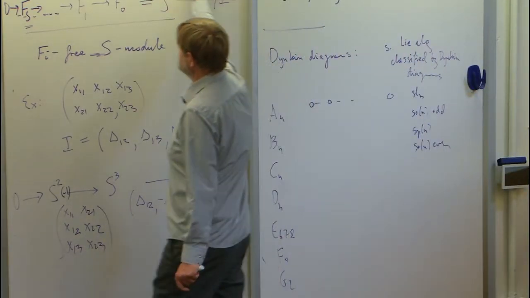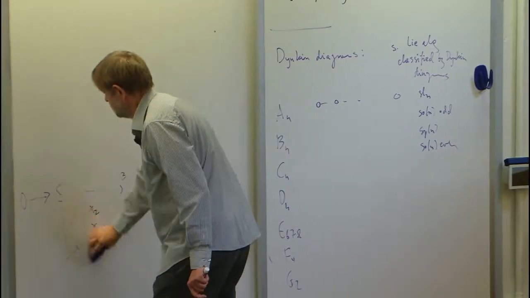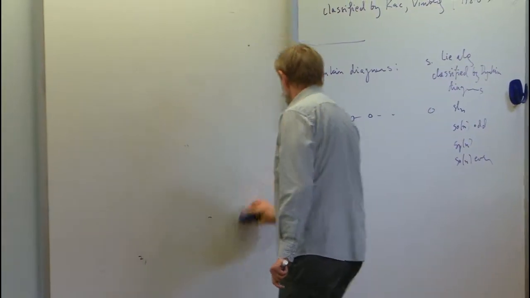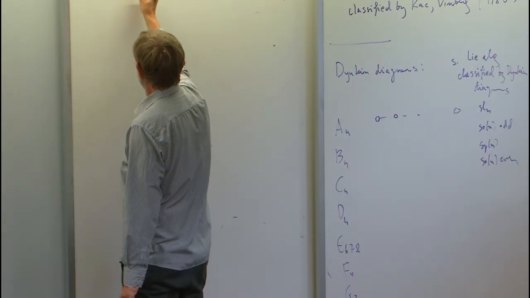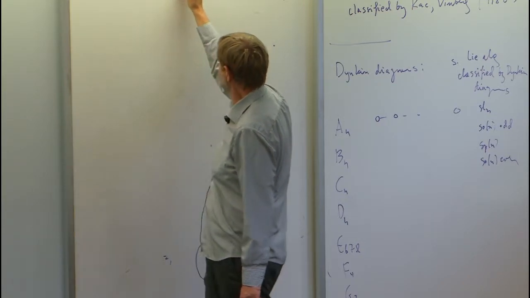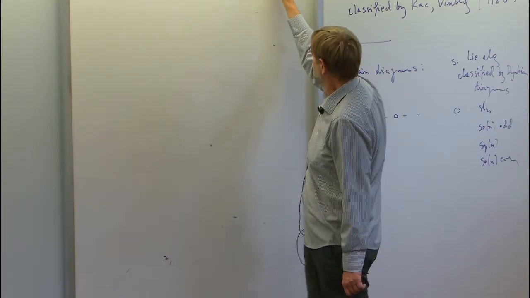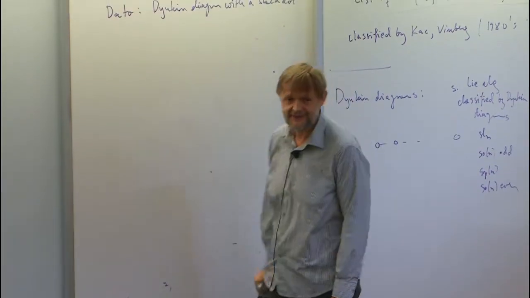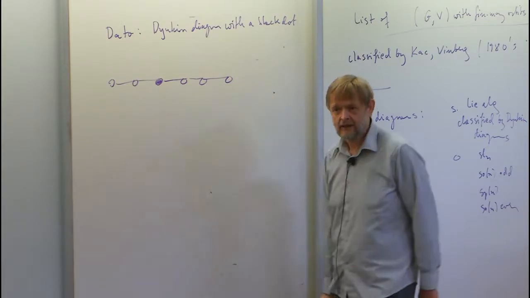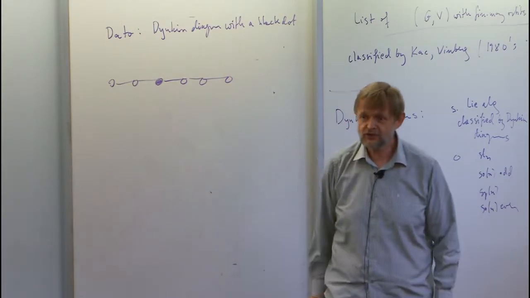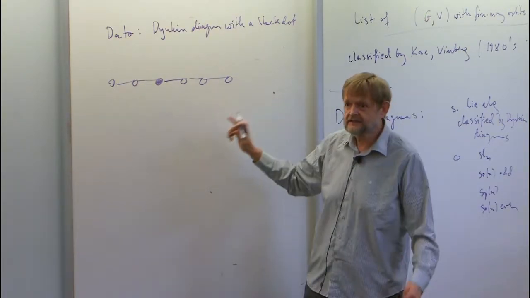So our representations will be parameterized by a Dynkin diagram with a black dot, and then I'll tell you how to associate. So the data is a Dynkin diagram with a black dot. Some people call these marks, I think. Okay, this is black, this is white. On a whiteboard it's okay, on a blackboard it works the opposite way. So basically I distinguish a simple root.